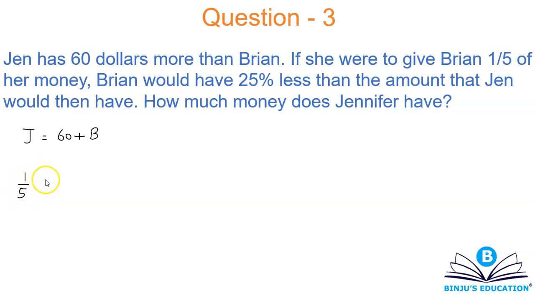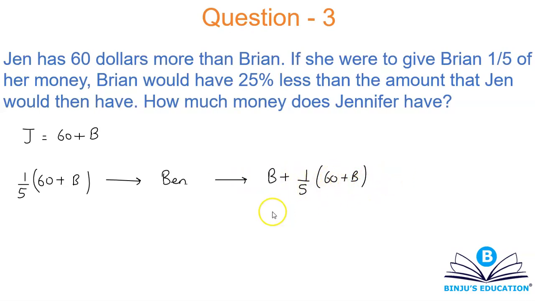So what they are saying is, if Jen gives 1/5 of what she has to Ben, so Ben will then have B plus 1 by 5 of 60 plus B, which I can also write as B plus 12 plus B by 5, which is basically 6B by 5 plus 12.